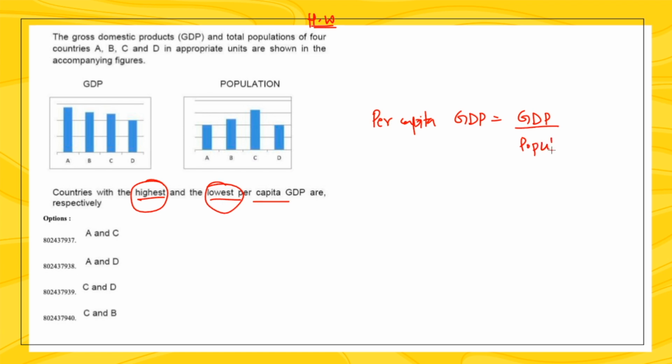So for highest per capita GDP, you should be having highest GDP and lowest population. And for lowest per capita GDP, you should have lowest GDP and highest population, means inverse relation. So this should be lower and this should be higher based upon that. So considering this thing which I have just explained, try to answer this question.